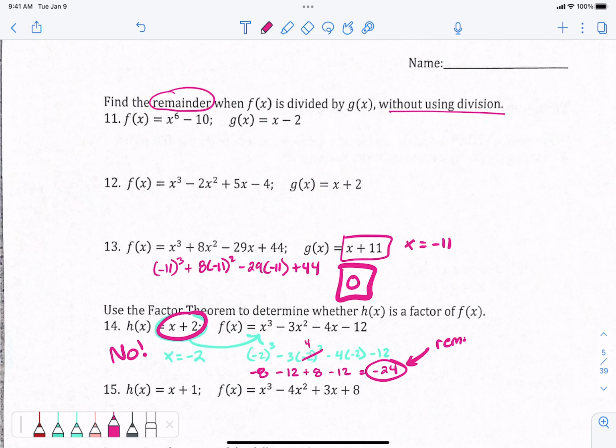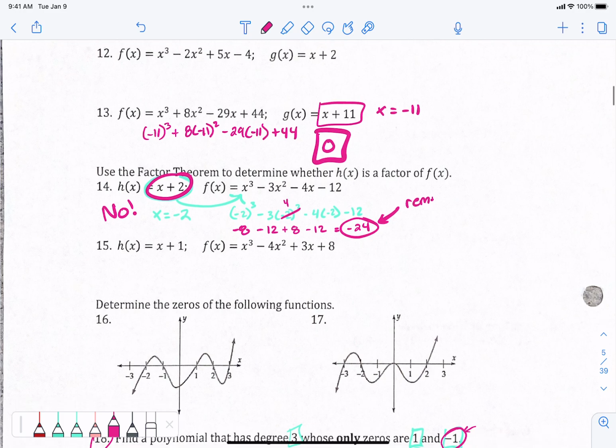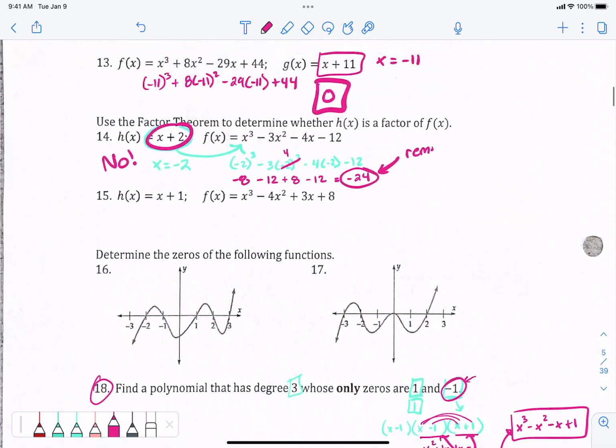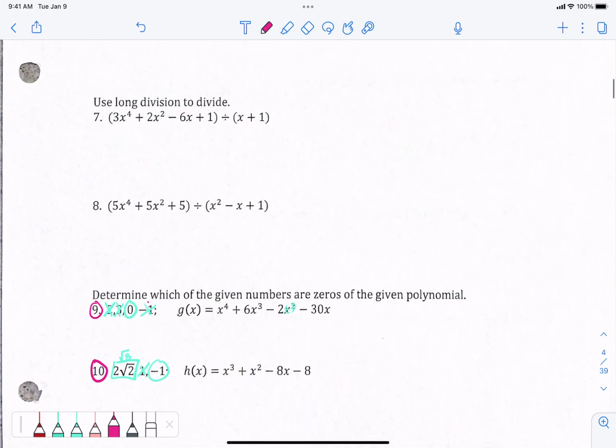Good? Makes sense? Yeah. Very nice. Okay, anything else? Anything on the front side?